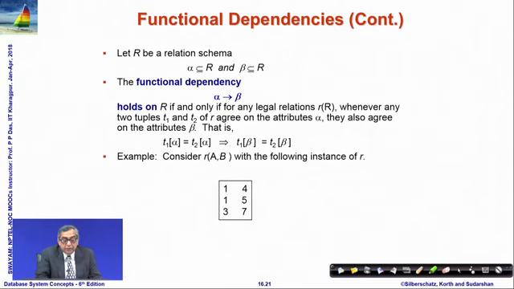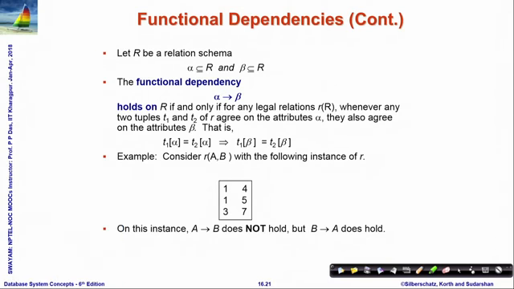So, consider this: if you take a relation, a schema with an instance as given here between 2 attributes A and B, then at least given this instance, we still do not know what happens in the whole schema for all instances, but on this instance we can say that A functionally determines B does not hold, because between the first and the second record the value of A is same, 1, but the values of B are different, 4 and 5.